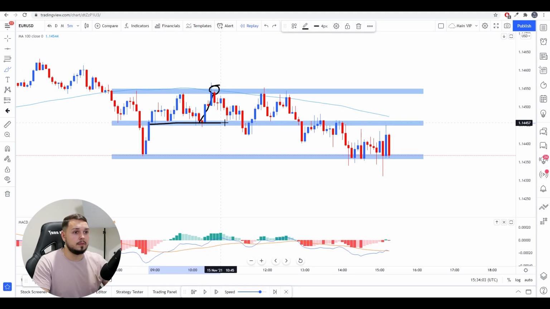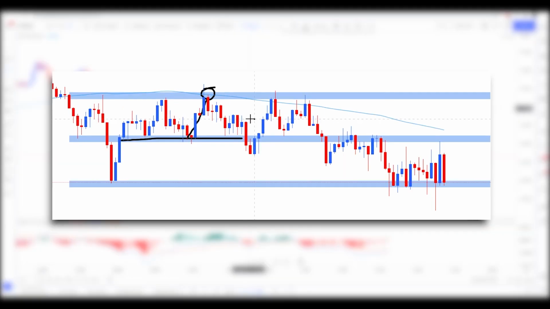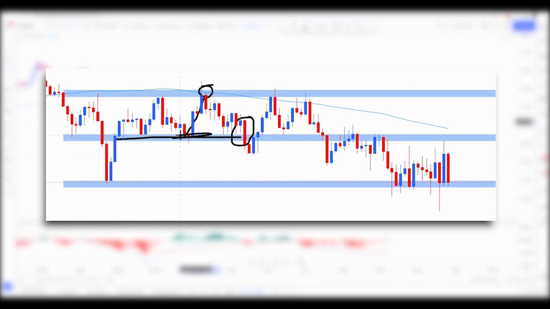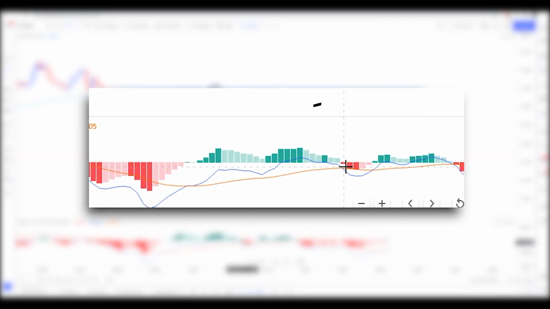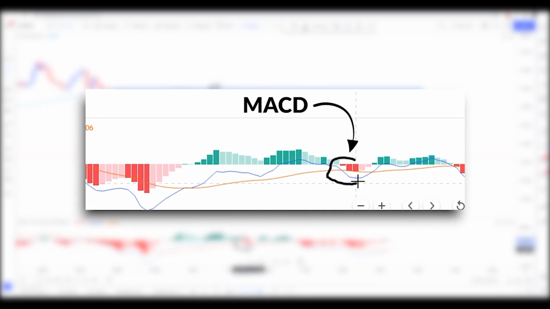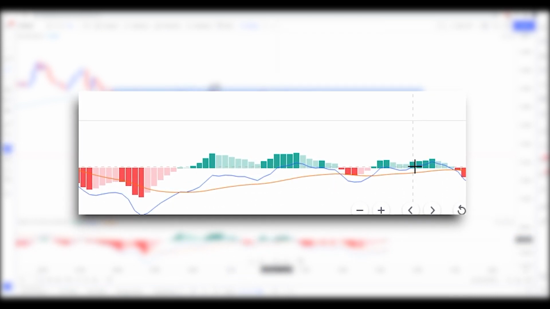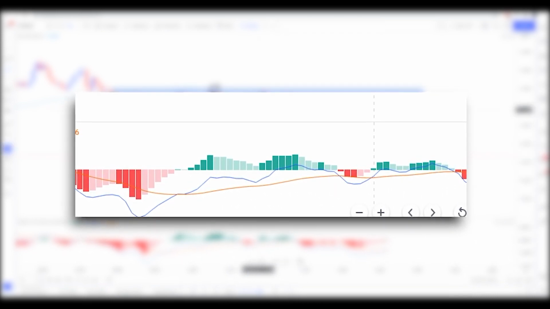As you can see over here, this previous area zone was consolidating and then had a nice bearish engulfing candlestick breaking through this area zone. And we can see also a MACD crossover line. As you can see, the blue line has crossed the yellow one, which shows bearish pressure and momentum.